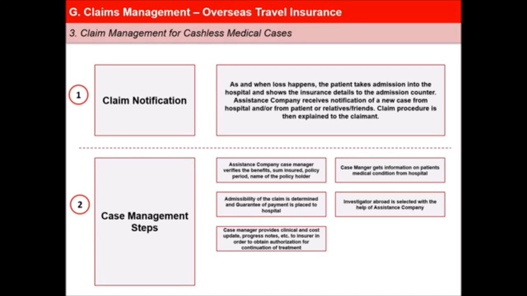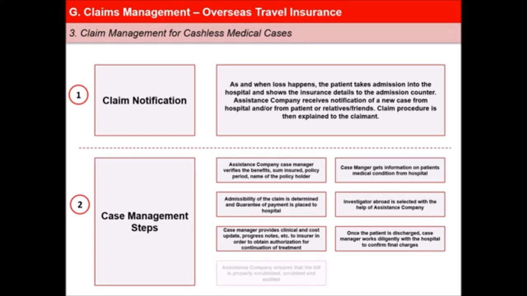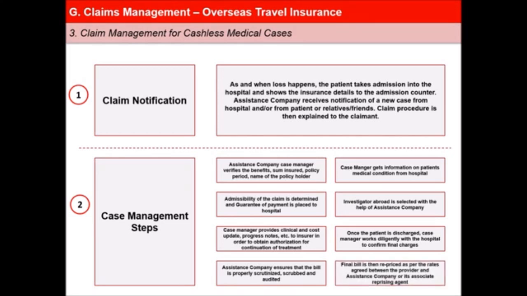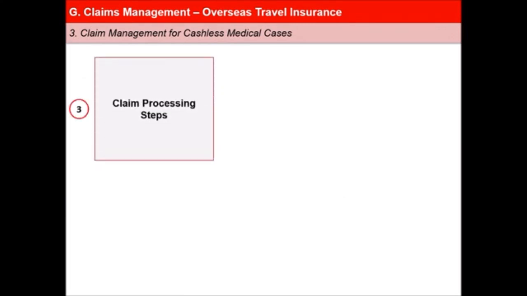Sixth, once the patient is discharged, case manager works diligently with the hospital to confirm final charges. Seventh, assistance company ensures that the bill is properly scrutinized, scrubbed, and audited. Any error found is notified to the billing department of the hospital for rectification. And eighth, final bill is then repriced as per the rates agreed between the provider and assistance company or its associate repricing agent.